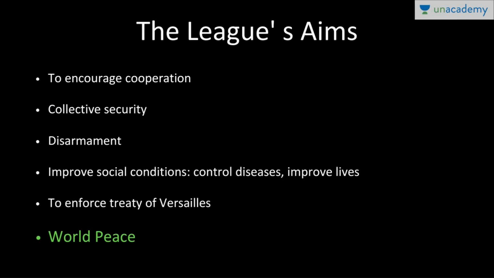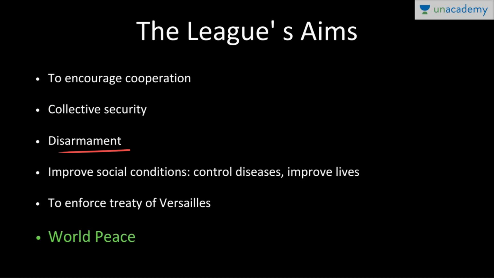Now let us see the aims of the League of Nations. The most important one was to encourage cooperation in order to solve economic and social problems. So this was the first and foremost role of the League. Then to maintain the peace through collective security. So if one state attacked another, the member states of the League would act together to stop the aggressor, either by economic or by military sanctions. So that was the second role.